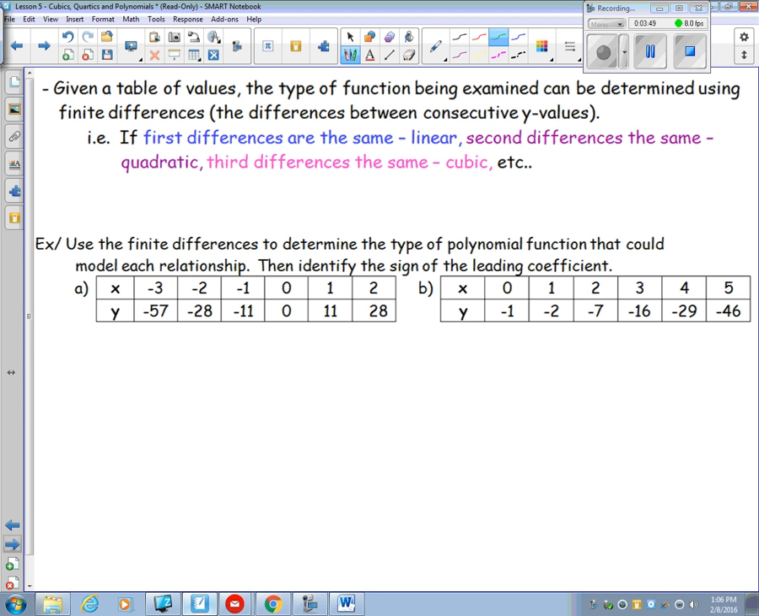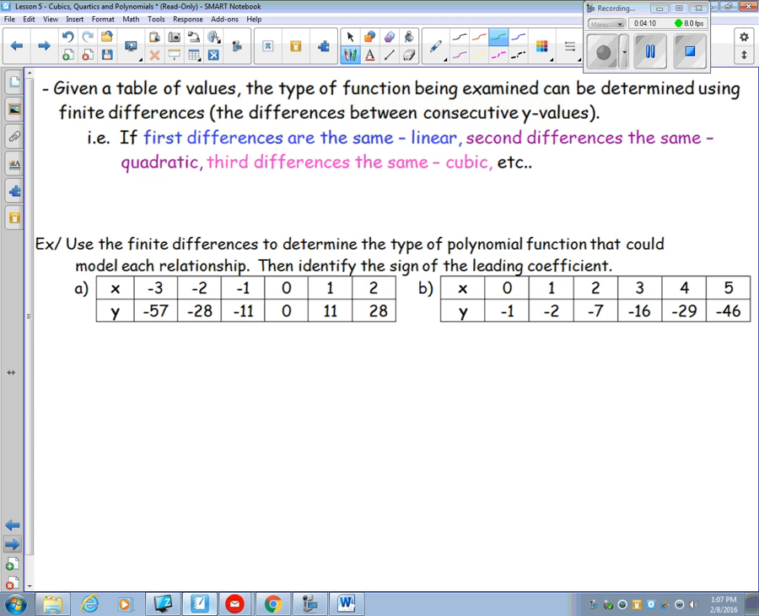Okay, last idea. We looked at graphs, we looked at equations. Let's take a look at some tables. Tables are helpful tools in helping us figure out which kind of function we have. And we can do that by looking at the differences in our y values. We call those our finite differences. The x's don't really matter. It's all about the y's here, okay?